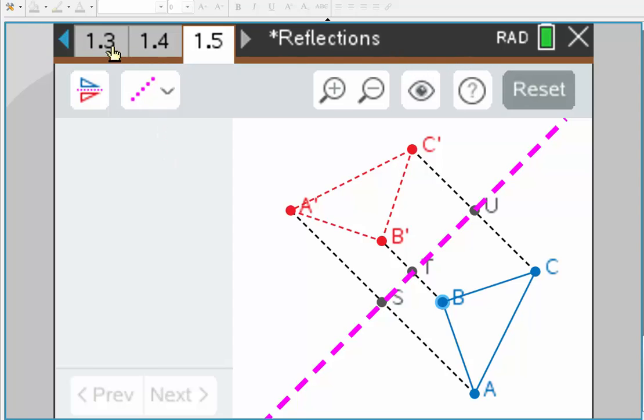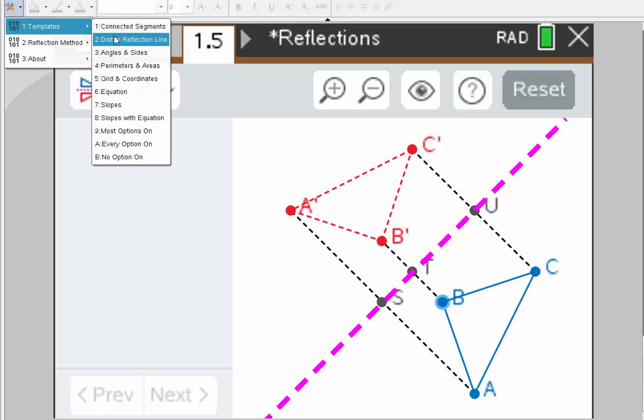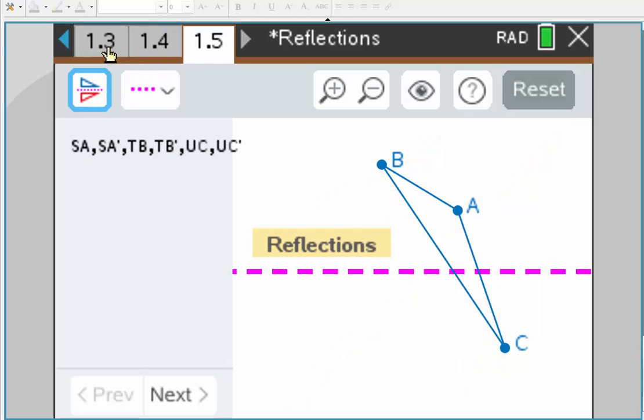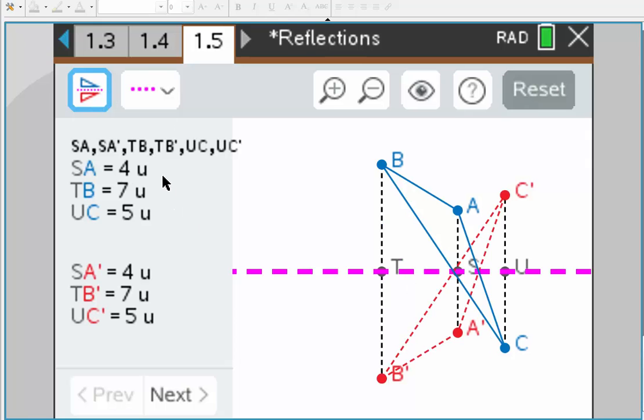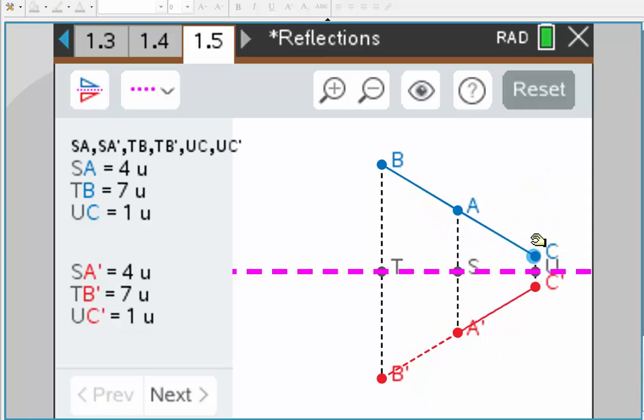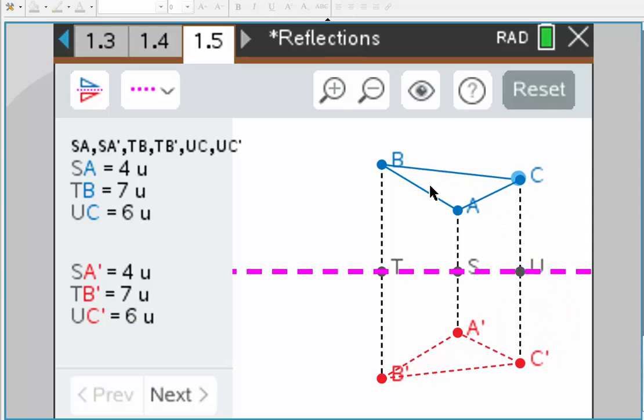And once they've made their guesses, we can now go to a different template. Again, I'm going to reflect this about the horizontal line. And you can see now it's giving me distances, telling me that SA and SA prime is 4, TB and TB prime is 7, and UC and UC prime are the same values each. But that's only one example. We can now do a whole bunch of examples just by playing and moving this around.